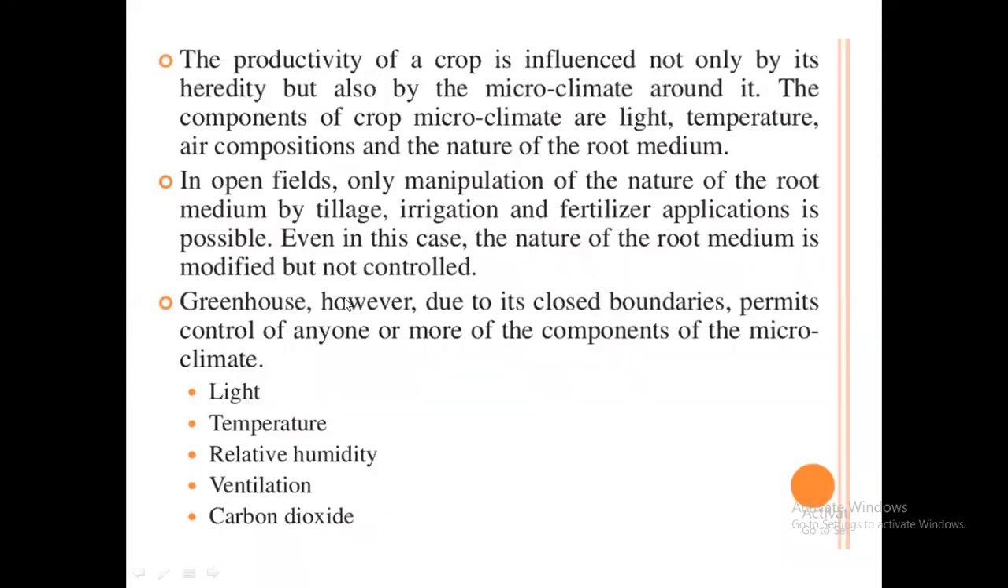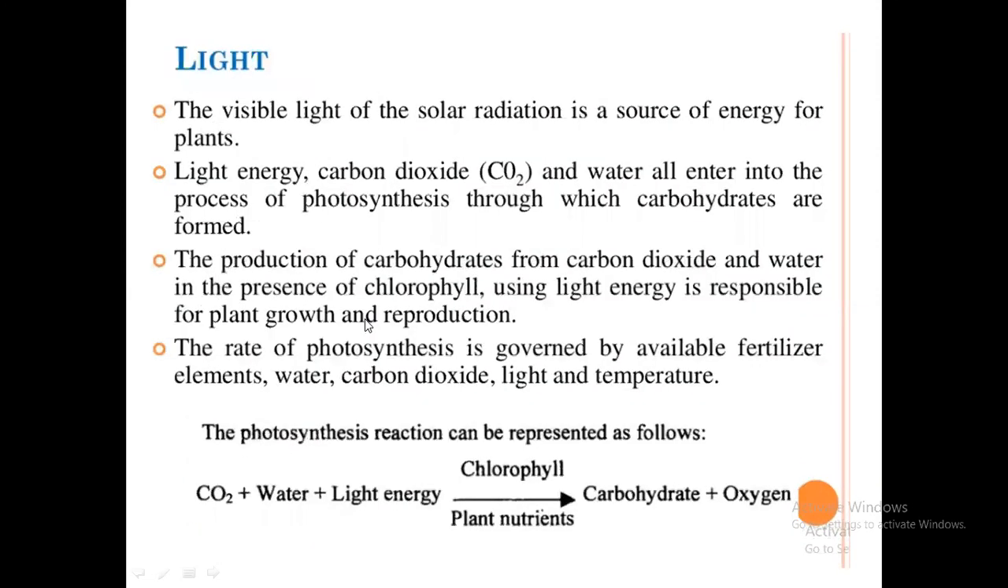Now the first important parameter is light. The visible light of solar radiation is a source of energy for plants, right? The visible light that is available from the sun, also called solar light, is needful for the plant to produce energy. The solar light is useful to complete the photosynthesis reaction of the plants.